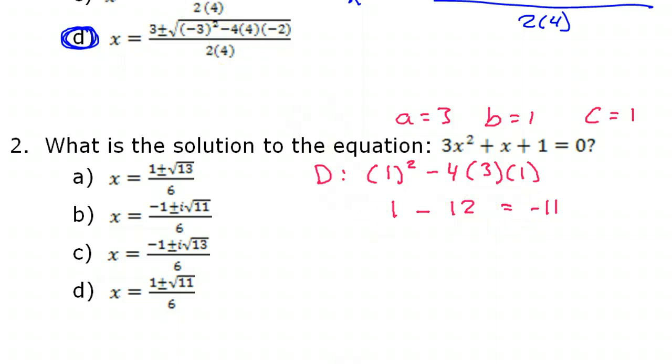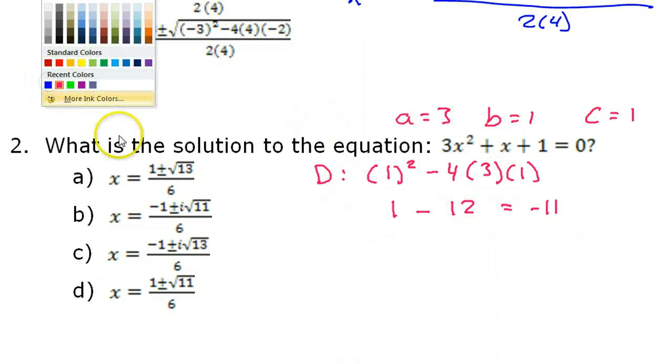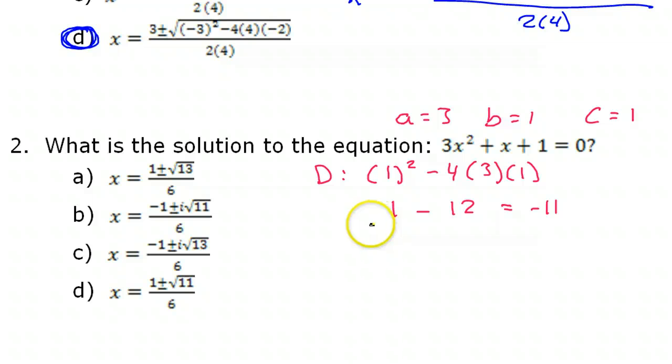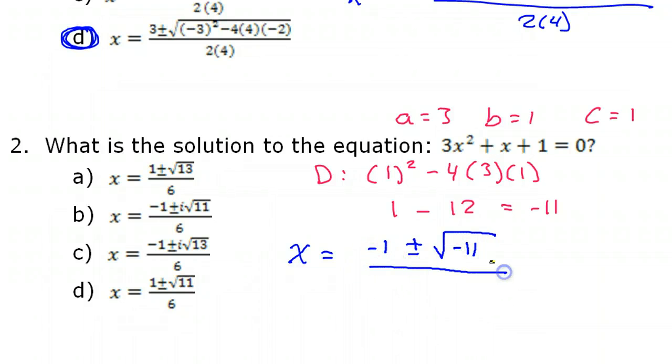Okay, then we go ahead and do the rest of the quadratic formula, where we say that x is equal to the opposite of b, so that's negative 1, plus or minus the square root, and we already did the b squared minus 4ac, so that's negative 11, all over 2a. Well, 2 times 3 is 6.